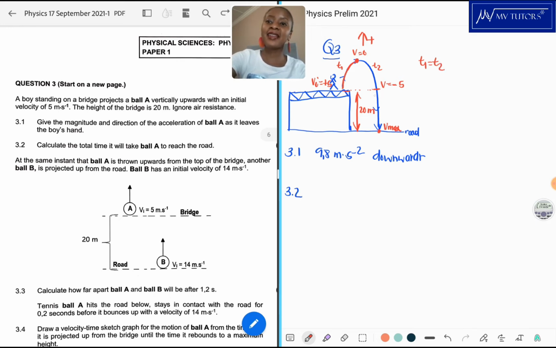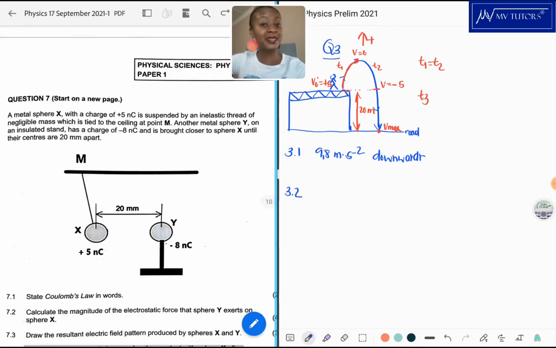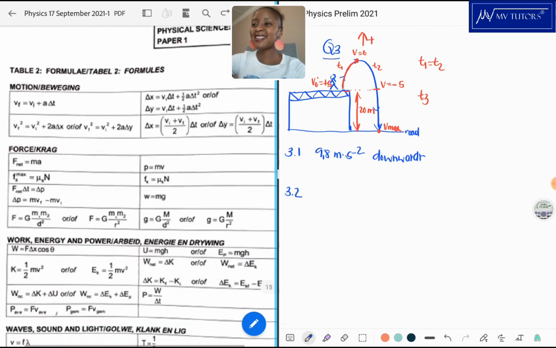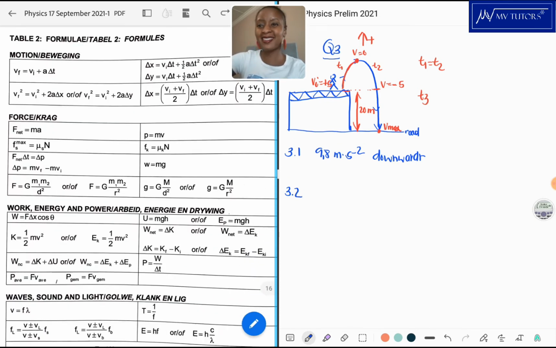Then from the bridge all the way to the road, that is going to be time 3. So that is my strategy here. Okay, so let us begin. And then we're going to have to consult our equations of motion to actually see what formula to use.